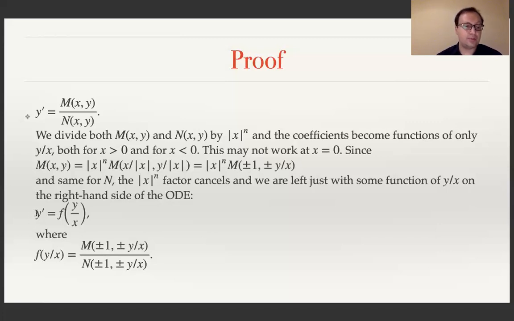So we get that y prime is equal to nothing but some function of y over x, where the function depends in this complicated way on capital M and capital N that we started from. Namely, it's capital M of 1 and y over x over capital N of 1 and y over x when x is positive, and capital M of minus 1 and minus y over x over capital N of minus 1 and minus y over x when x is negative. So either way, it's just some function of y over x. And we have reduced the equation, so we can always do this, to a homogeneous type equation: y prime is equal to some function of y over x.